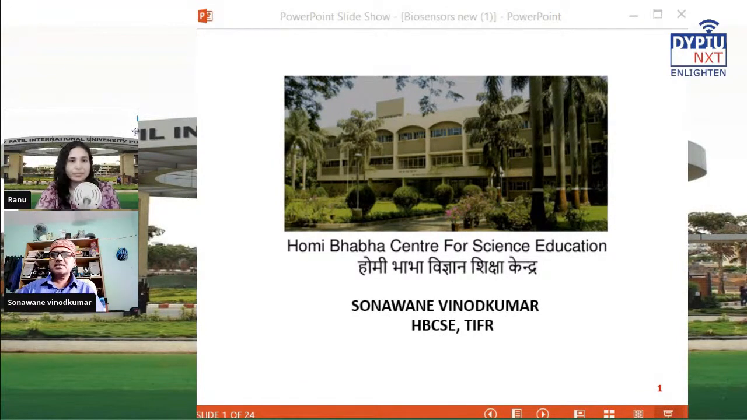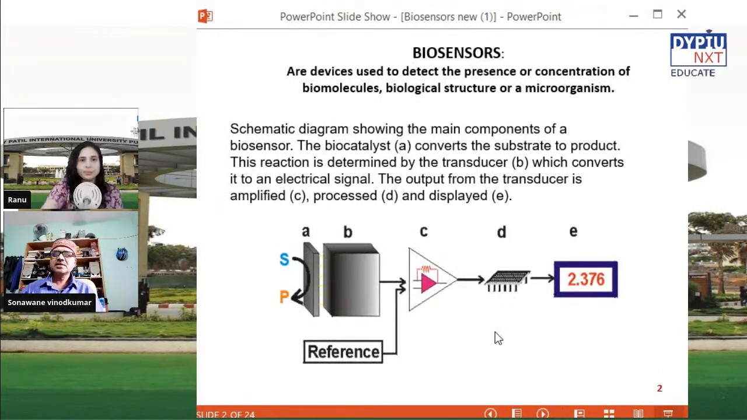Okay. So let us start with the first slide. The biosensor is basically an analytical device which converts a biological response into an electrical signal. In a biosensor, the biological material is used to interact with the analyte. It is often used with a sensor device in order to determine the concentration of substances and other parameters of biological interest.